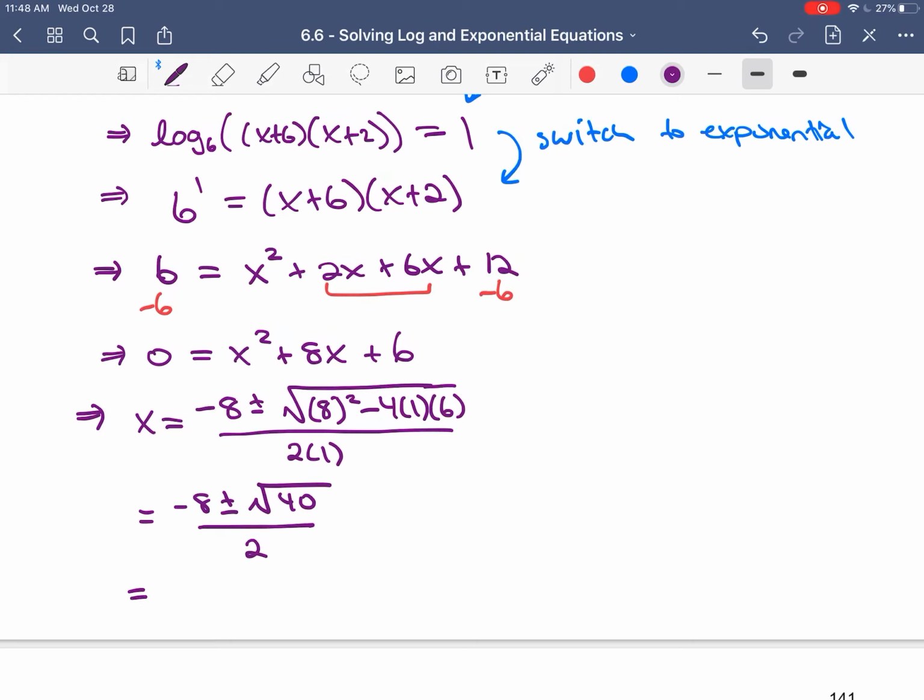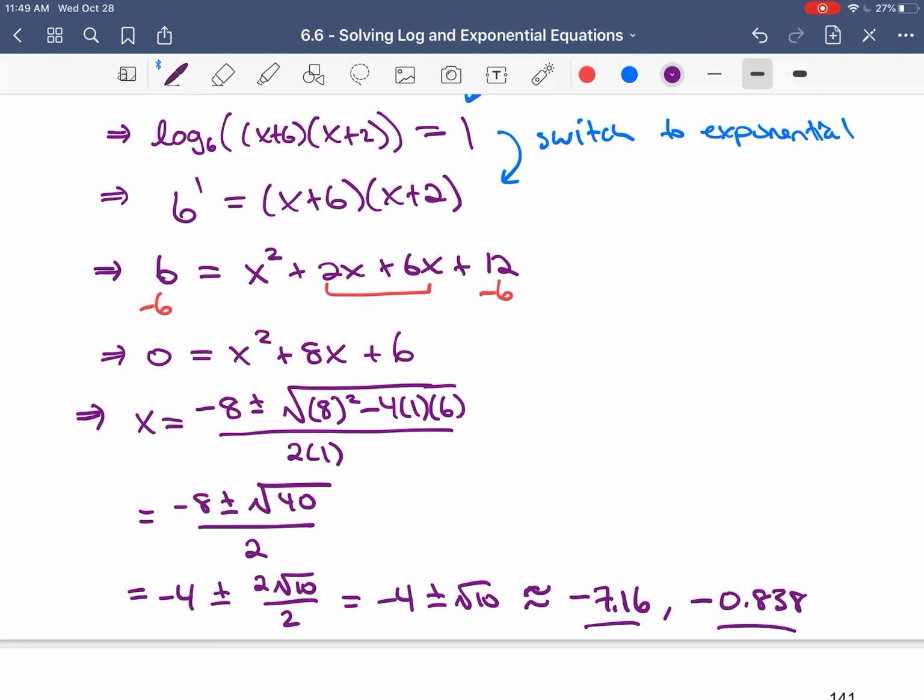which gives me, so negative 8 over 2 is negative 4. And then the square root of 40 is square root of 4 times square root of 10, so that's going to be 2 square root 10 over 2. And then my 2's can cancel. So I get negative 4 plus or minus root 10, which is going to give me x equals negative 7.16 and negative 0.838. Okay, so those would be my two possible answers.